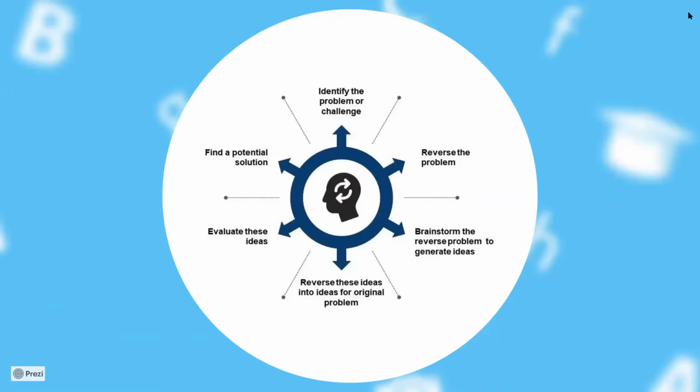Thirdly, brainstorm the reverse problem to generate reverse solution ideas. Allow the brainstorm ideas to flow freely. Don't reject anything at this stage. The fourth step is, once you have brainstormed all the ideas to solve the reverse problem, now reverse these into solution ideas for the original problem.